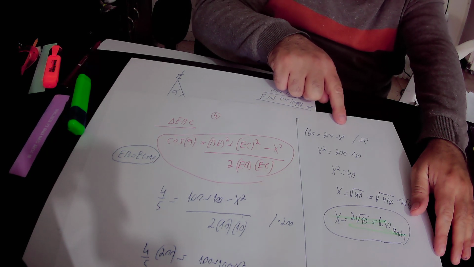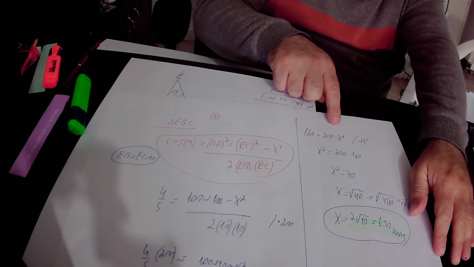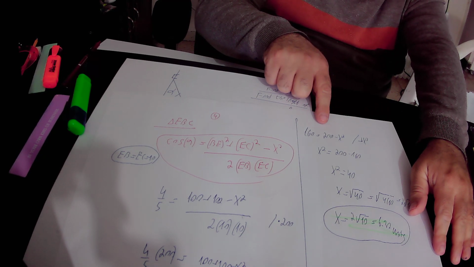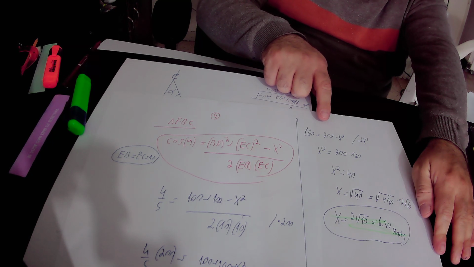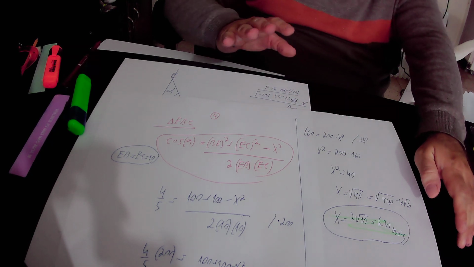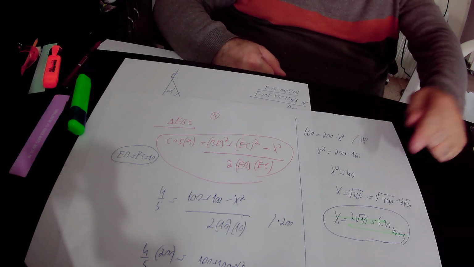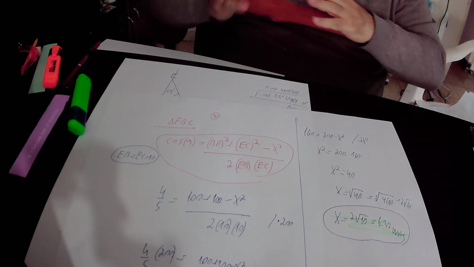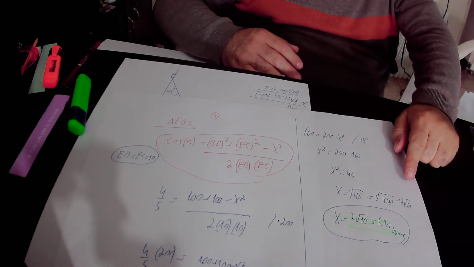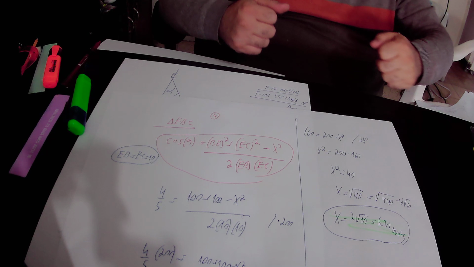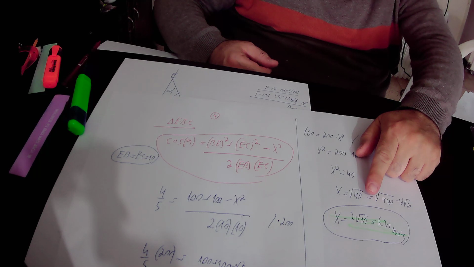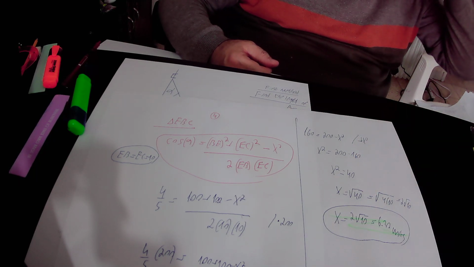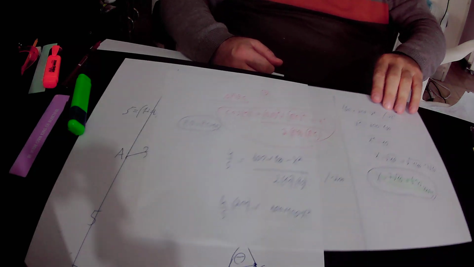We added x squared to this equation, and we subtracted 160. And we got that x squared equals 200 minus 160. 200 minus 160 is 40. So in conclusion, x squared equals 40. We took a root of this equation and found out that x equals square root of 40. 40 is 4 times 10, and the square root of 4 is 2. So in conclusion, we found out that the length of line segment x, which is also side BC, equals 2 times square root of 10 units, or in terms of numbers, it is equal to 6.32 units. We finished with the first method.